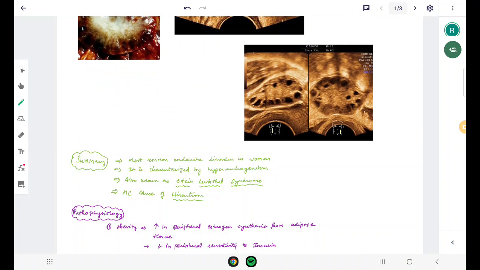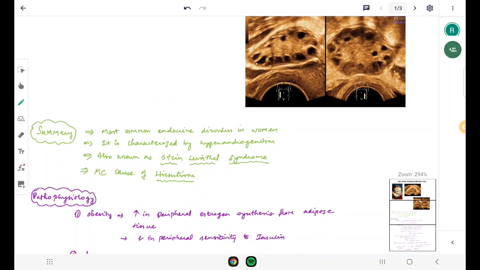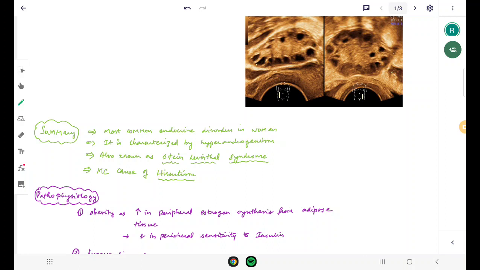So starting with the introduction or summary. PCOS is the most common endocrine disorder in women of all reproductive ages. It is usually characterized by hyperandrogenism. It is also known as Stein-Leventhal syndrome. PCOS is the most common cause of hirsutism, and there are many confusions that it could be idiopathic. But when it comes to hirsutism in females, the most common disease suspected is PCOS.